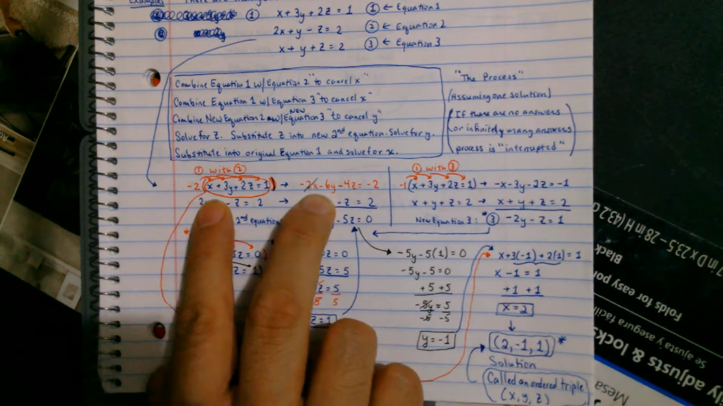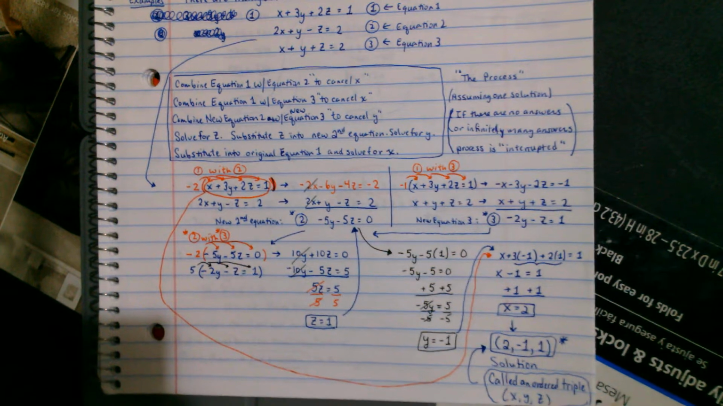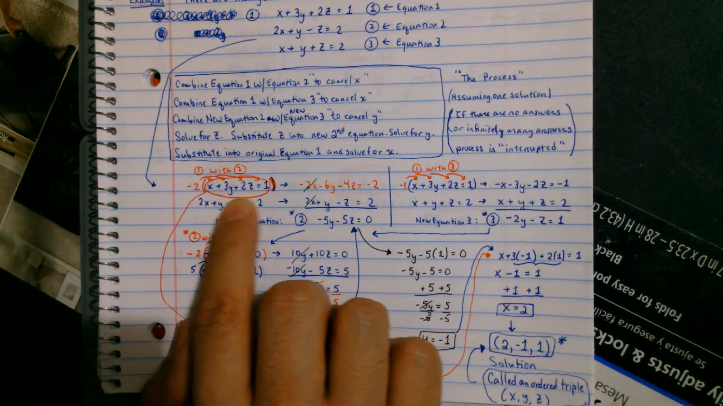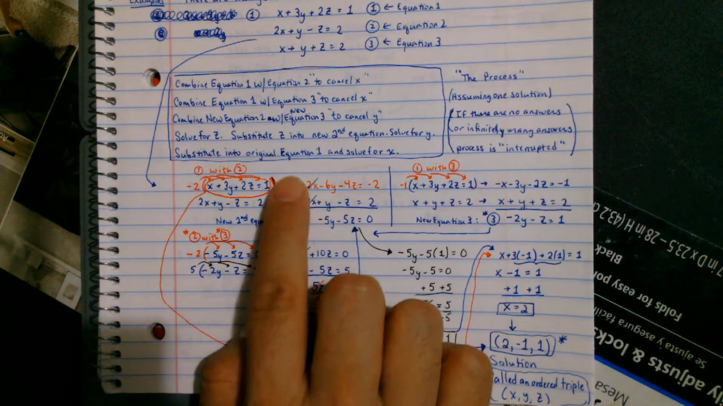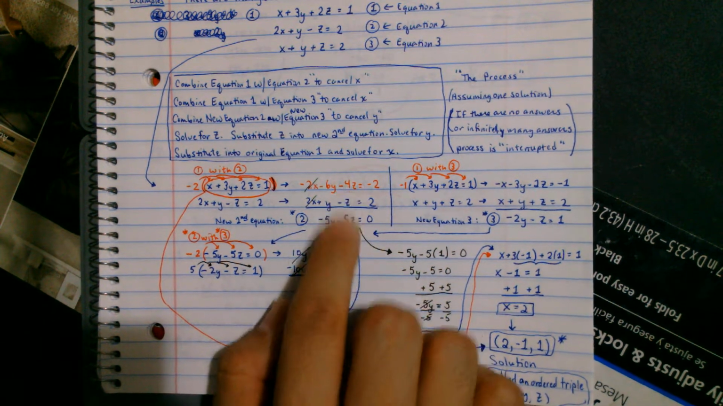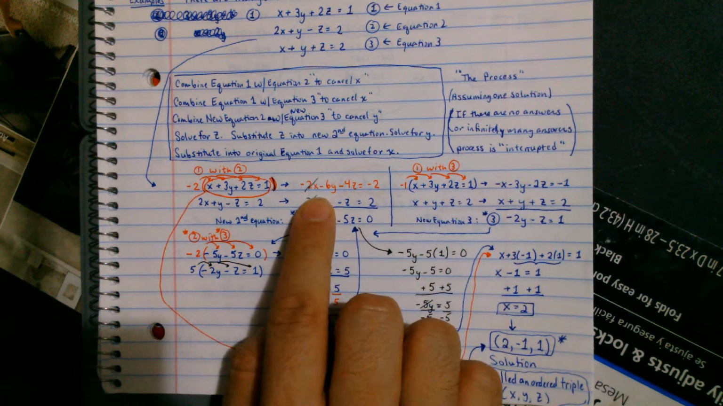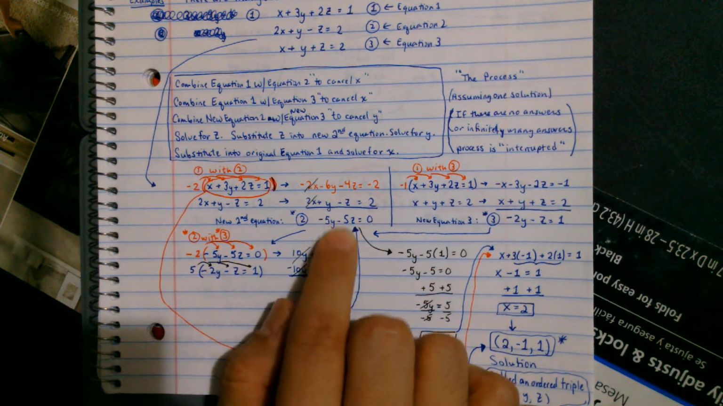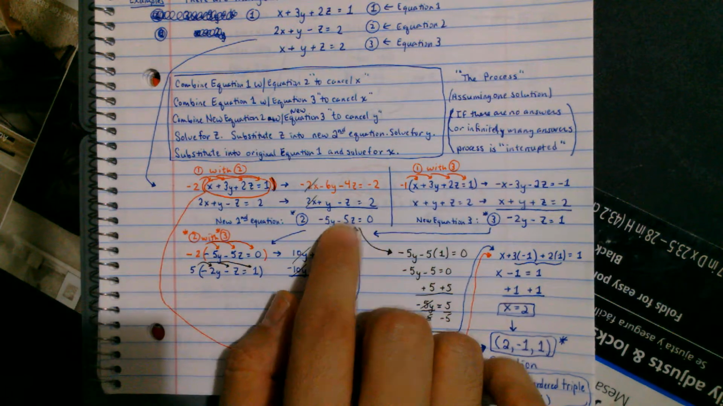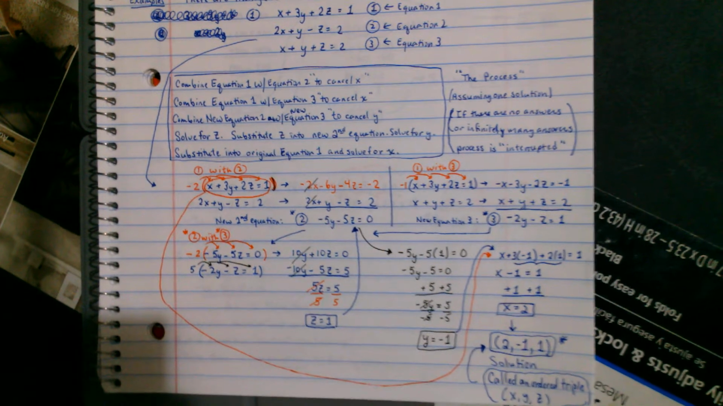So negative 2x, negative 6y, negative 4z. Again, multiplying negative 2 times all of this equals negative 2. Adding up, canceling the x's, adding the y's and the z's and the numbers, negative 5y minus 5z equals 0. So that becomes my new second equation. Okay, so that was me putting equation 1 with equation 2.